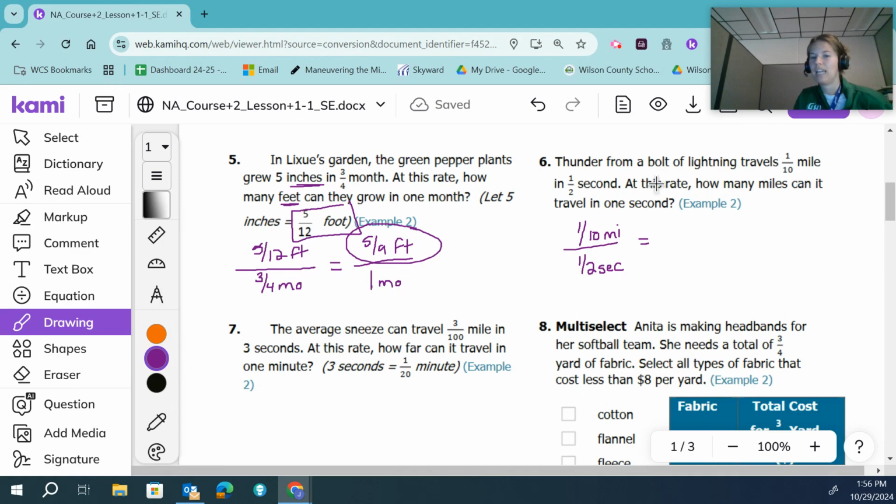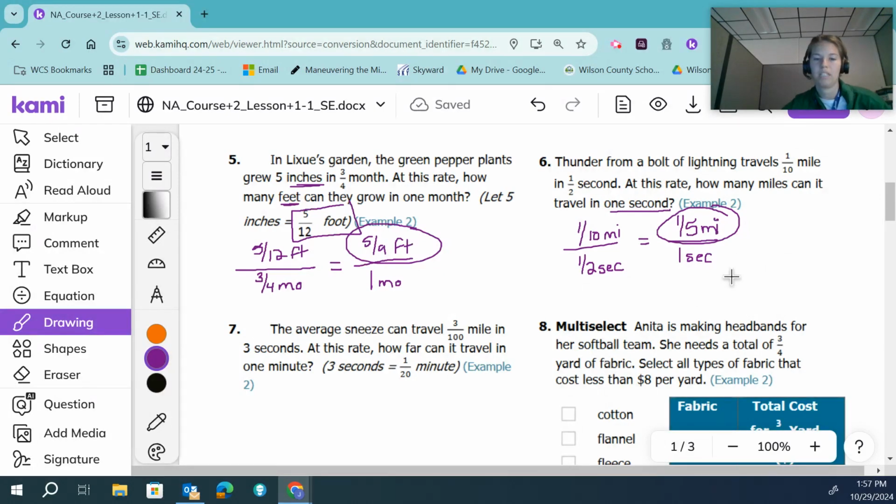How many miles can it travel in 1 second? That indicates to me that seconds will be on the bottom. I take 1/10 divided by 1/2, and that gives me 1/5 miles. So 1/5 mile per second.